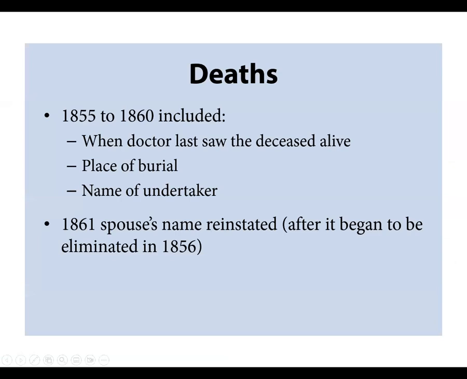Death records. From 1855 to 1860, death records included when the doctor last saw the deceased alive, the place of the burial, and the name of the undertaker. Now, starting in 1861, the spouse's name was reinstated after it began to be eliminated in 1856. So you could find someone who is married, but it doesn't necessarily mean between 55 and 60 that you'll find who it was.